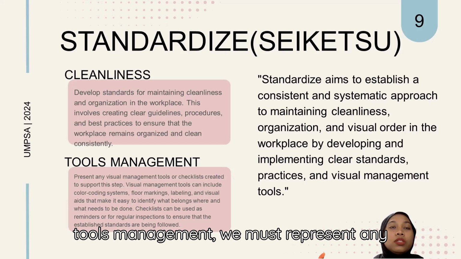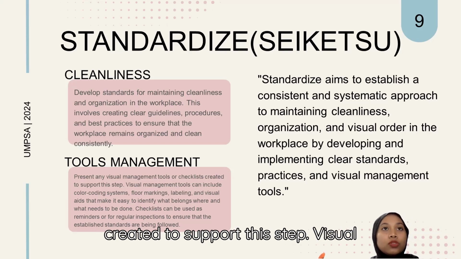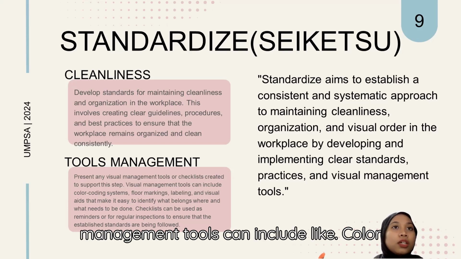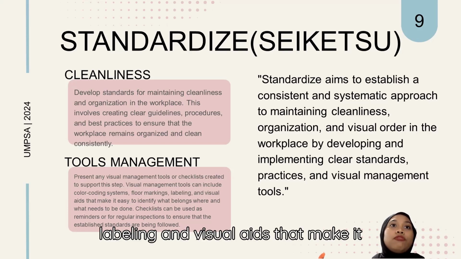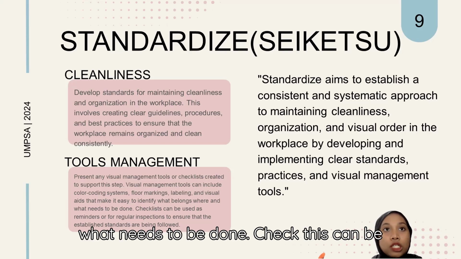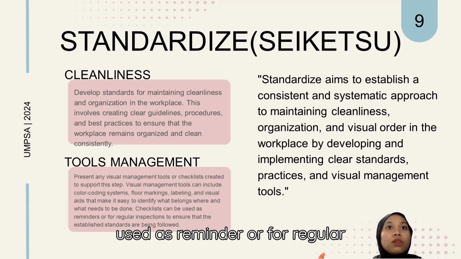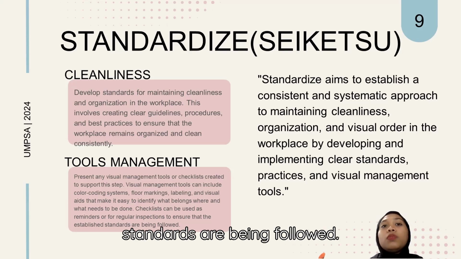For the tools management, we must present any visual management tools or checklists created to support this step. Visual management tools can include color coding systems, floor marking, labeling, and visual aids that make it easy to identify what belongs where and what needs to be done. Checklists can be used as reminders or for regular inspection to ensure that the established standards are being followed.